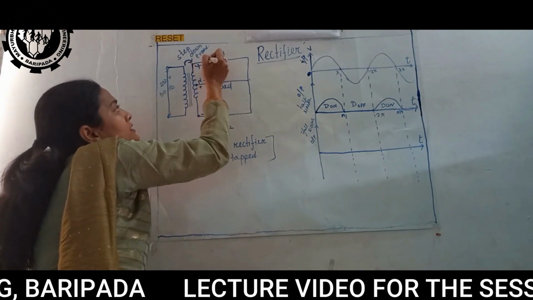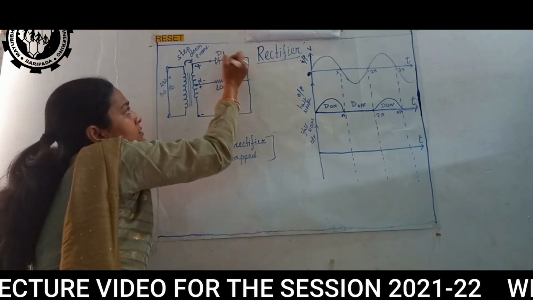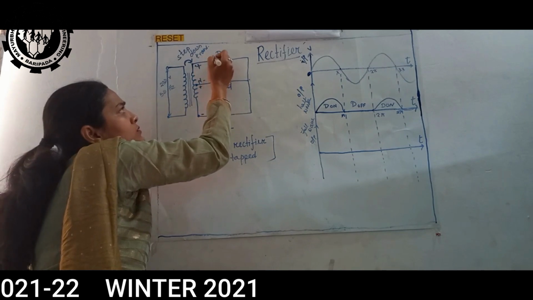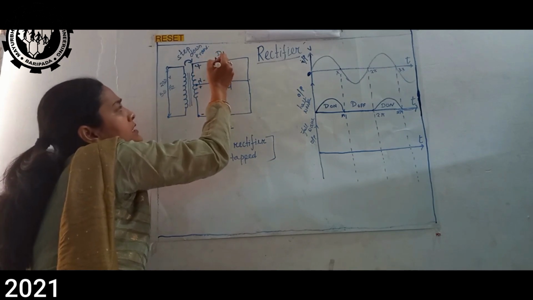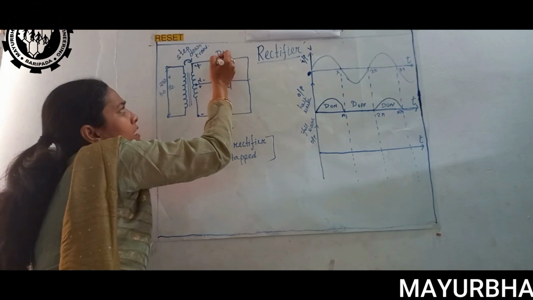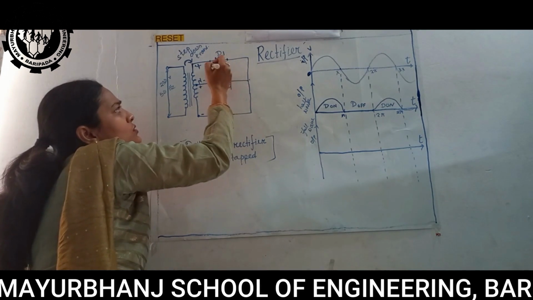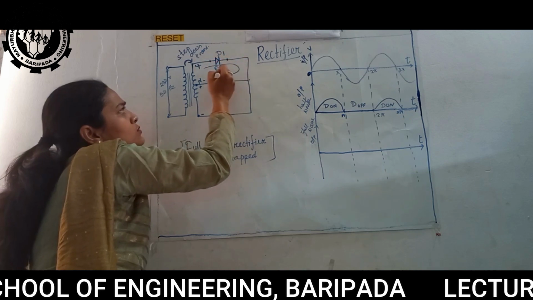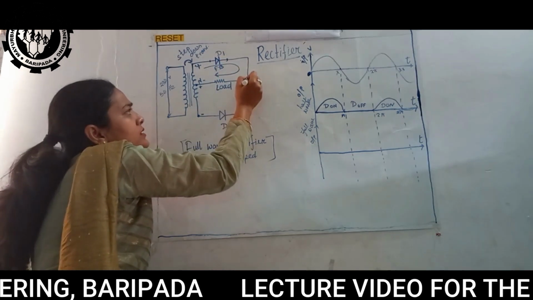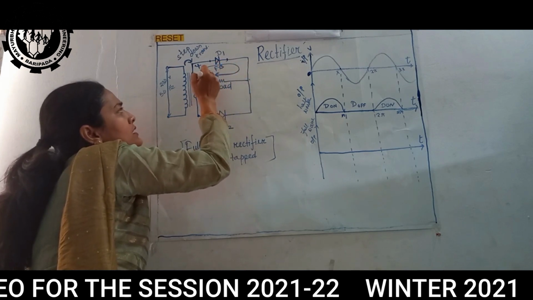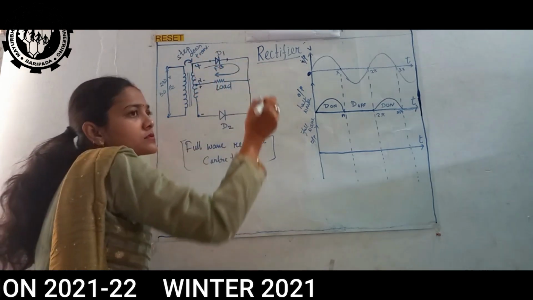If this is positive, this is the anode and this one is the cathode of this diode D1. When this positive is connected to the anode of this diode, it is now forward biased. So the current can conduct through this, it can come over here through this load in this direction of the load, and it is completing a closed loop.